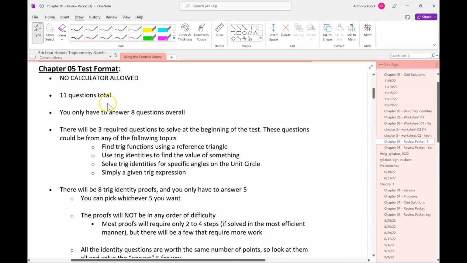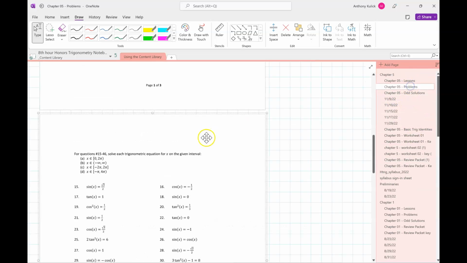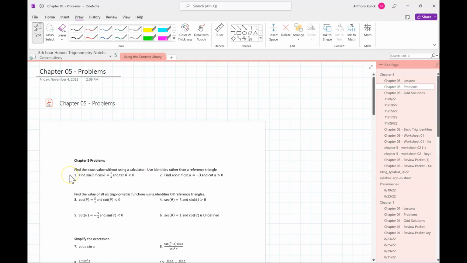There's 11 total questions. You only have to answer 8. Okay? The first 3 questions are required. So these required questions, you have no choice. You must do these 3, are going to be of these following 4 types. So find the trig function using a reference triangle. That was like from the problem set, like numbers 3 through 6, right?